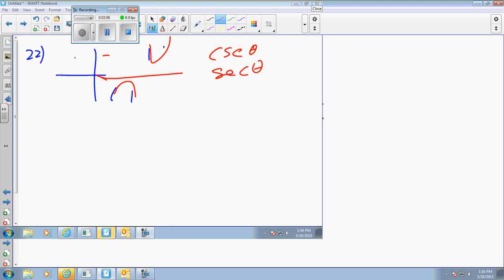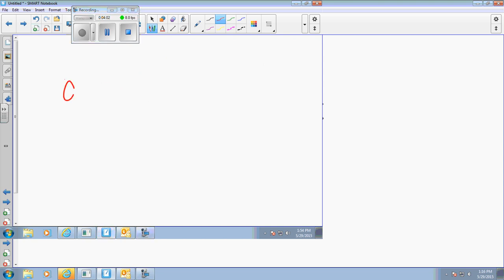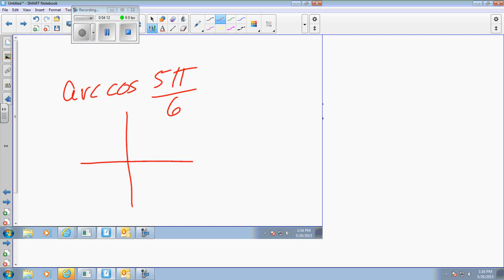Number 23, we have find the exact value of the expression if it exists. We are finding the arc cosine of 5 pi over 6. If I look at this, it's asking what is the value of the cosine at this angle. If I go over here, 5 pi over 6, I'm over here in the second quadrant.